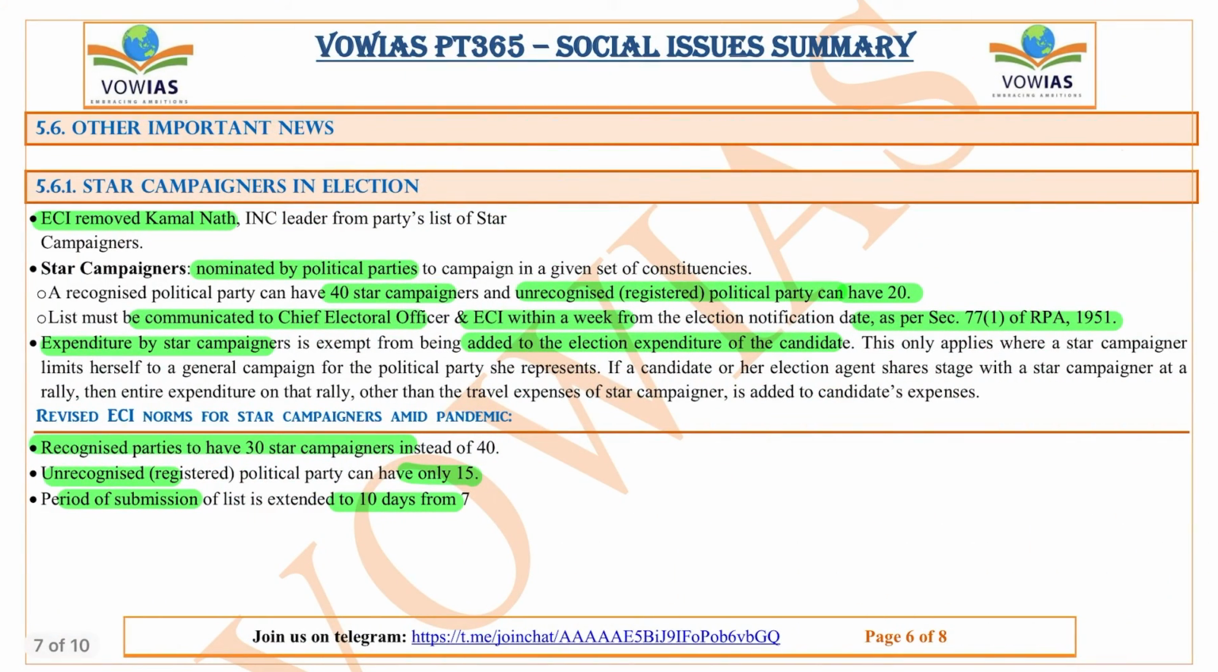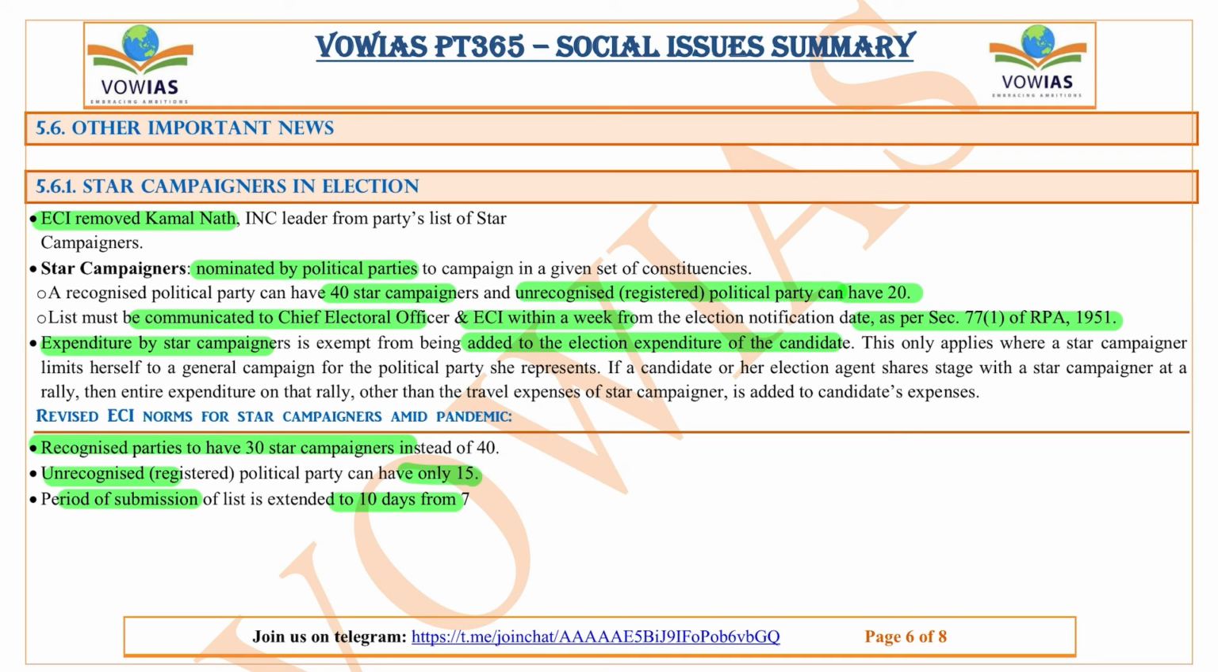So if you see some other important news, star campaigners in elections is an important concept. Normally every political party will have star campaigners. Generally, a recognized political party will have 40 star campaigners, and an unrecognized political party will have 20. But recently, during COVID, the Election Commission has reduced the number of star campaigners. So recognized parties now will have only 30 star campaigners instead of 40, and unrecognized will have only 15. And also the period of submission of the list is extended to 10 days from 7 days.